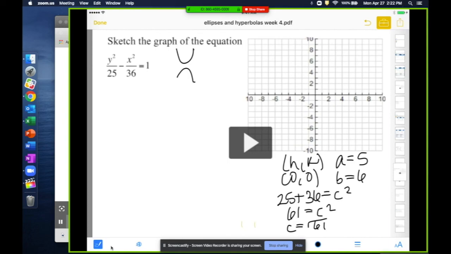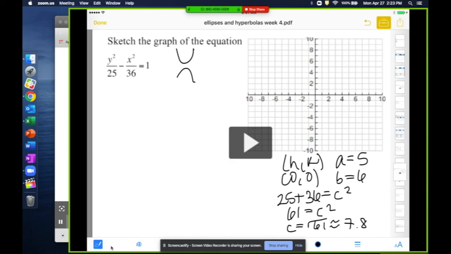And so I'm going to start by graphing the center of my parabola, or of my hyperbola, which is going to be at 0, 0. I know it's going to be vertical, so that a value of 5 is going to take me 5 units up. So that's going to take me from 0, 0 to 0, 5, and then down as well to 0, negative 5. And then the b value is going to be how much I want to go out to the right and out to the left from my center. So from the center up and down, I'm going to go 5, and then from the center left and right, I'm going to go 6.